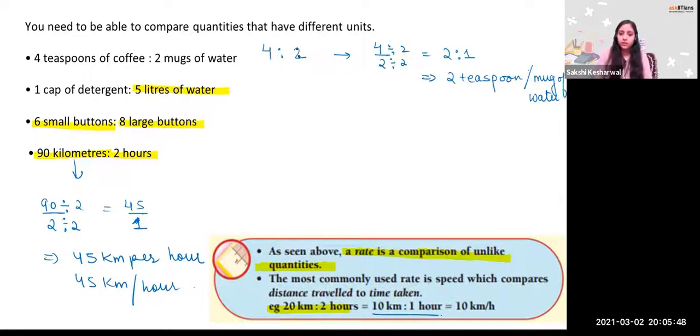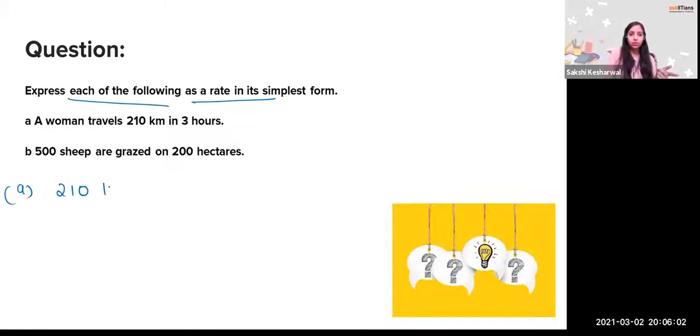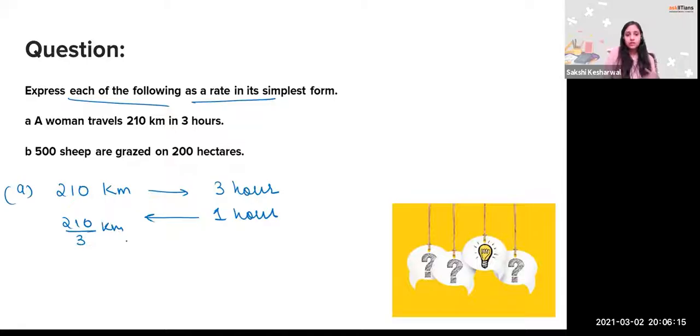So I think this is very much clear, right? Now, coming to the question. The question says: express each of the following as a rate in the simplest form. What is the first part? It says that a woman travels 210 kilometers in 3 hours, right? So in 1 hour, how much will she be traveling? 210 divided by 3 kilometers. Yes, so this is equal to what?